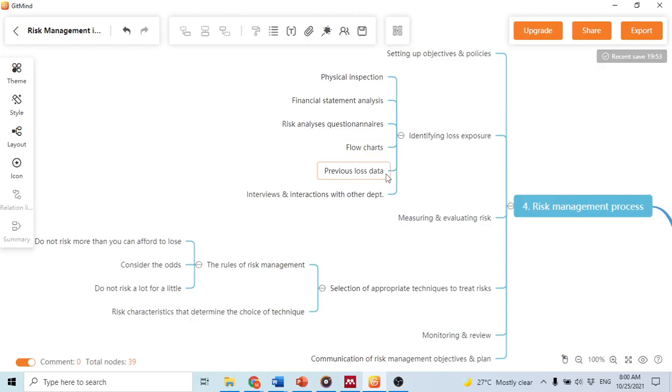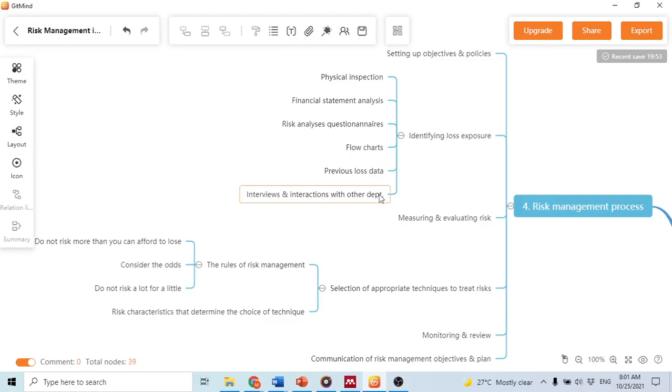And then risk identification can also be done through previous loss data. So of course, previous loss data is very important. So we learn from our previous history. So all these previous loss data should be taken into consideration, so that the company will not make the same mistakes at a future date.